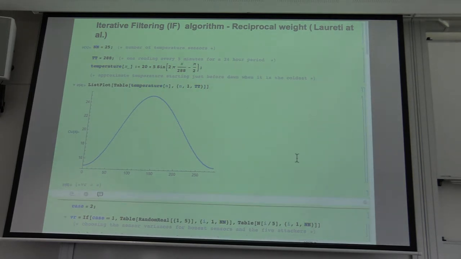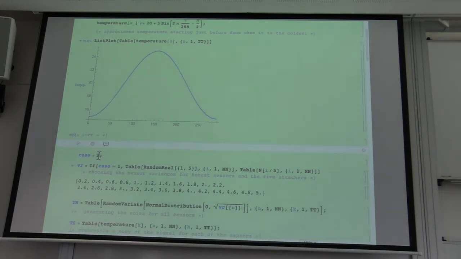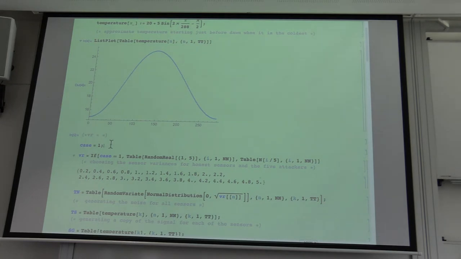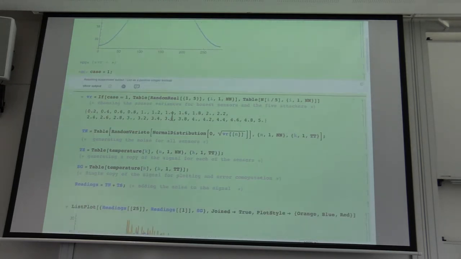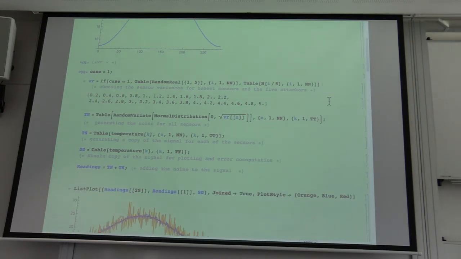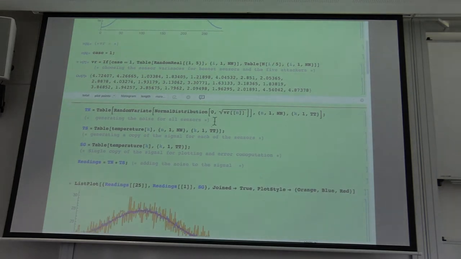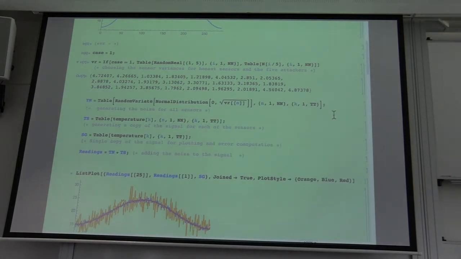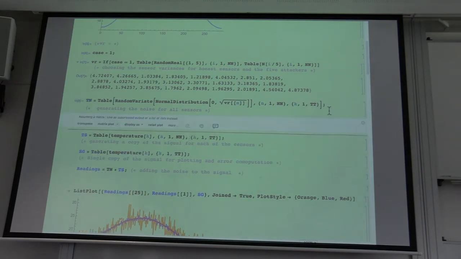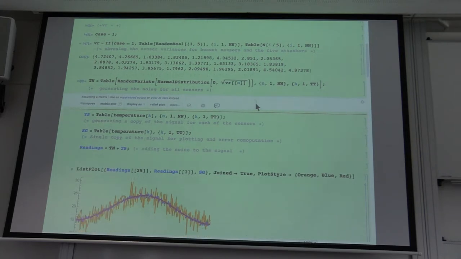And then what we do is the following. We will consider two cases. First case is all the variances will be chosen randomly, so the sensors will have random variances between 1 and 5. Later we will see another setup with different variances. So you can see the choices of the variances randomly generated. Then, using these variances, you produce noise, right? So you produce noise with the Gaussian distribution with standard deviation determined by the variances, right?